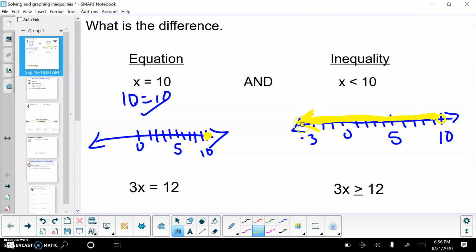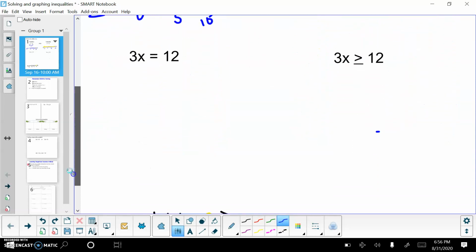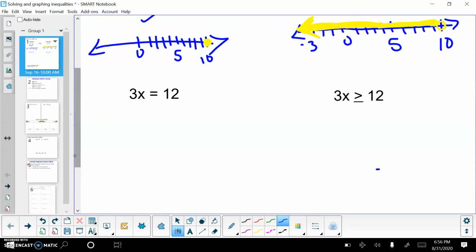And to show that it keeps going, I would like to shade an arrow. This means that all the numbers less than 10 are a part of my solution. Now those are, like I said, the very simplest types of equations we have. There's nothing really even to solve, just to understand the difference between an equation and an inequality. An equation has one answer, these types of equations, and an inequality can have many answers.